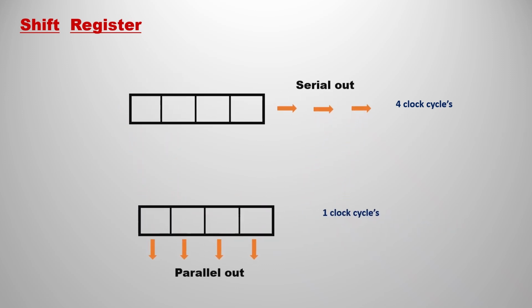After loading we have to retrieve the data, and we can retrieve it in 2 methods. The first is serial out: for retrieving the data in serial out, we need 4 clock cycles. The next way is retrieving the data in parallel out, where all the outputs are retrieved in a single clock cycle, as you are seeing with the arrows.